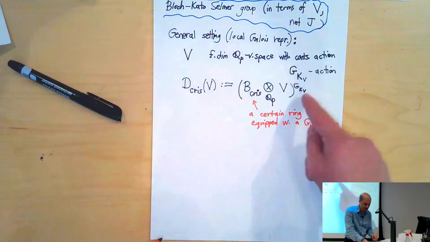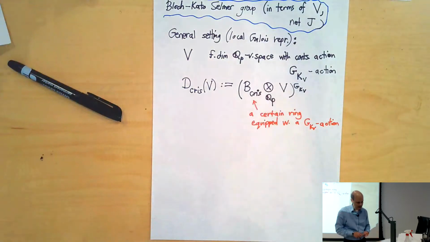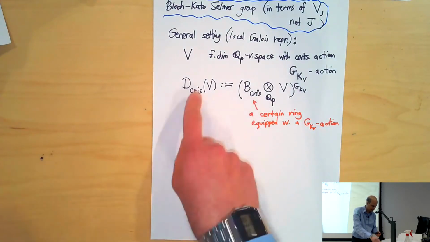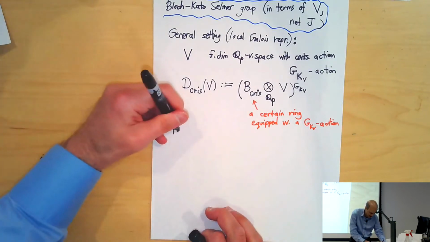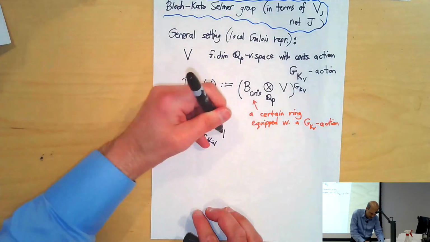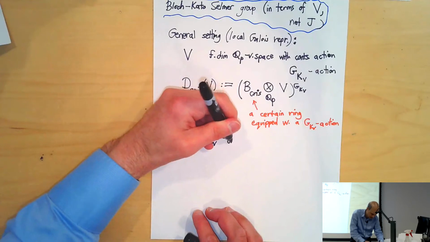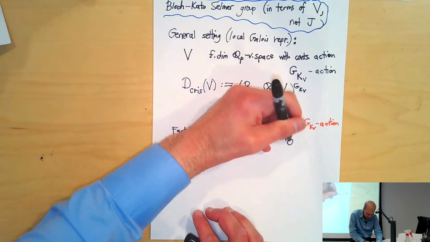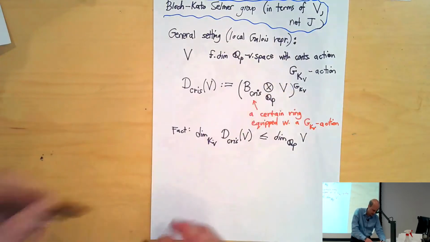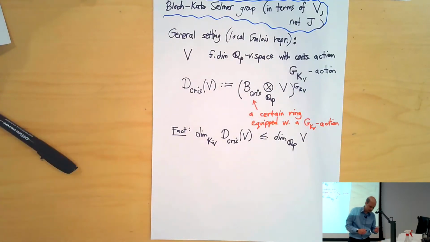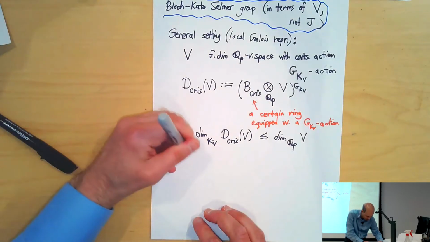Once you have that, you can let the group act diagonally on this tensor product, and then take the invariants. This invariant will give you some K_v vector space, and it's a fact that the dimension of this vector space you get out of this functor is always at most the dimension of the original representation as a Q_p vector space. And if equality holds, then you call V crystalline.